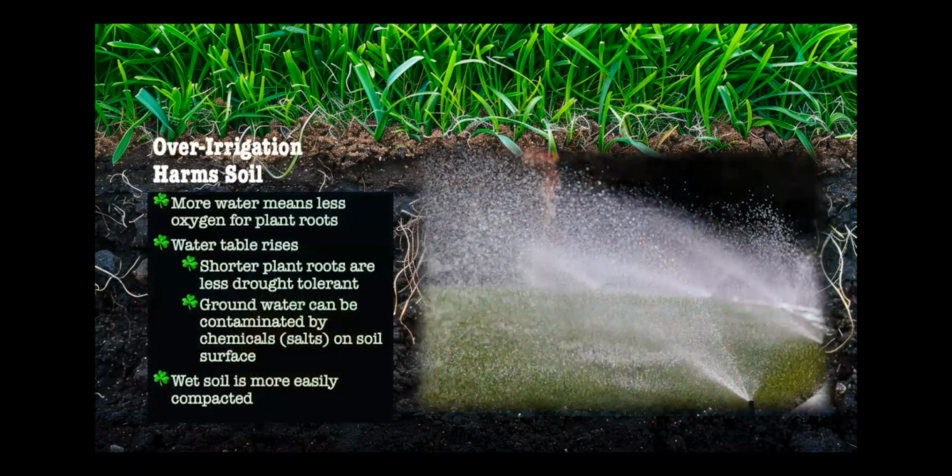Okay, over irrigation. So again, when you have too much water in your soil, you don't have enough oxygen for the plants, which is bad. So you don't want your soil to be over irrigated to the point where it's soggy all the time. Rain, you can't do anything about.